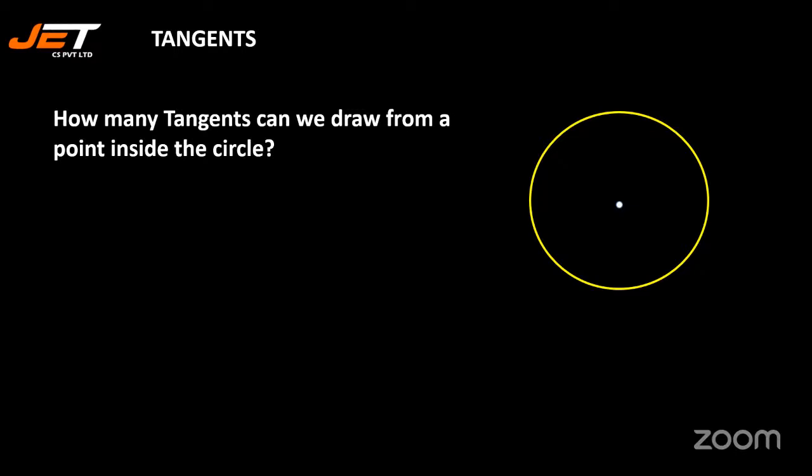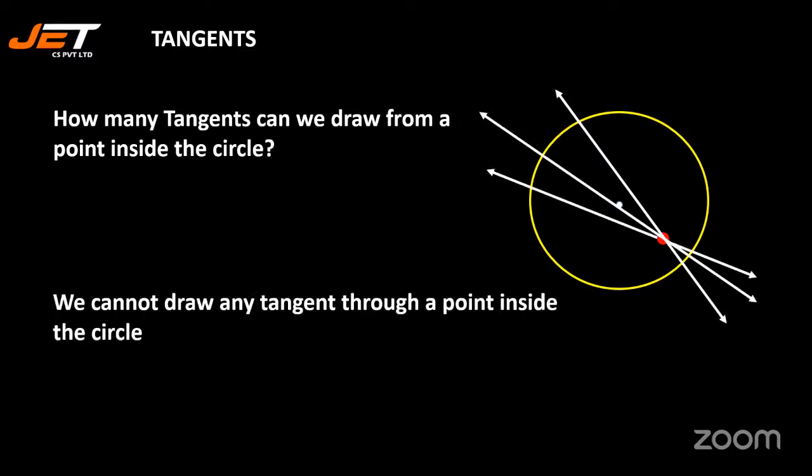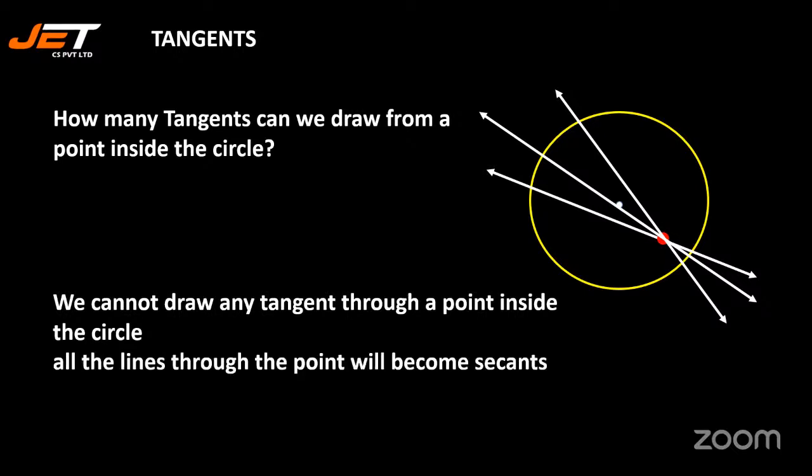Now, how many tangents can we draw from a point inside the circle? See here. We cannot draw any tangent through a point inside the circle. All the lines through the point will become secants, because the lines that we draw will definitely touch 2 points in the circle. Again, if the line touches 2 points in a circle, it is called a secant, whereas if it touches just 1 point, it is called a tangent.